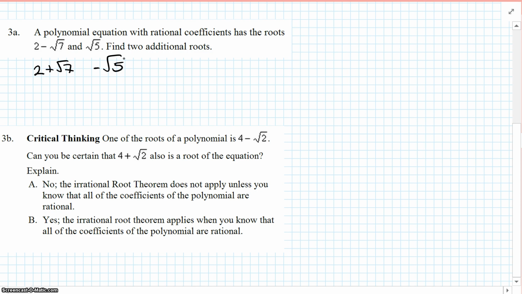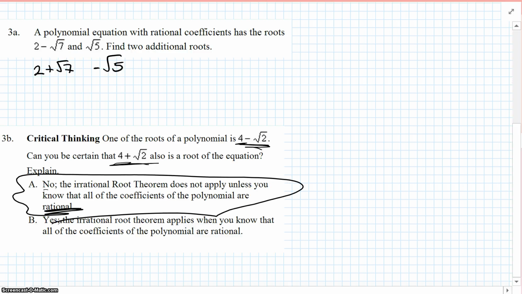Critical thinking. One of the roots of a polynomial is 4 minus the square root of 2. Can you be certain that 4 plus the square root of 2 is also a root of the equation? No, the irrational root theorem does not apply unless you know that all the coefficients of the polynomial are rational. That is true because the very first thing that it told us was, a and b are rational numbers. Okay? Moving on.